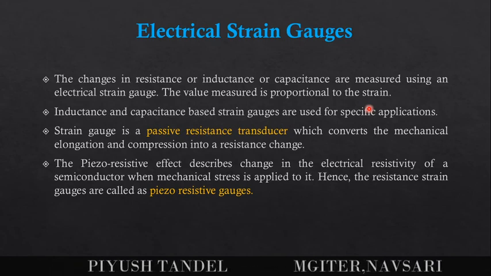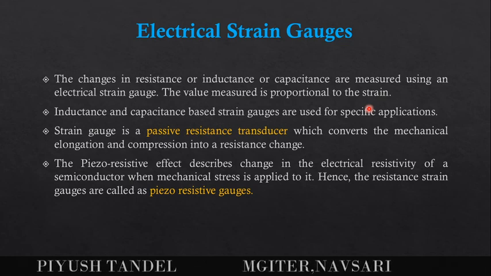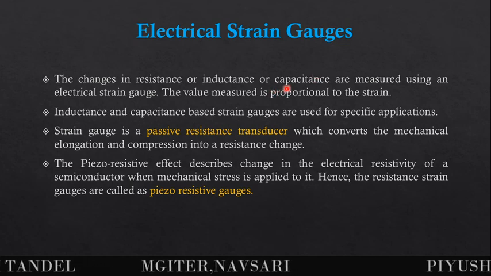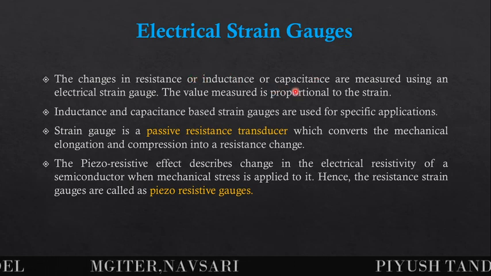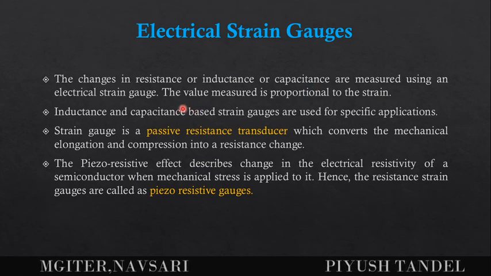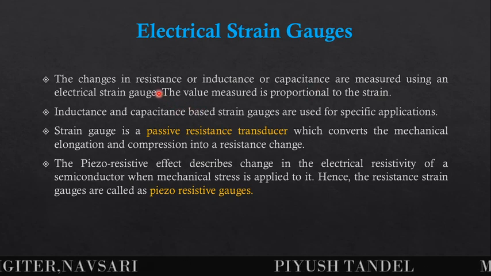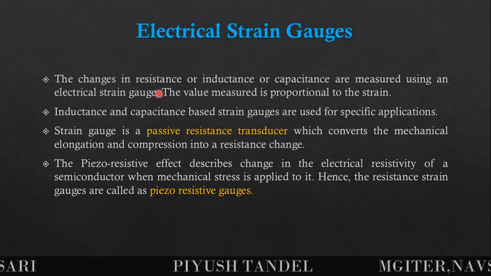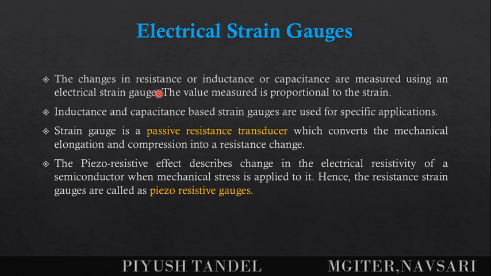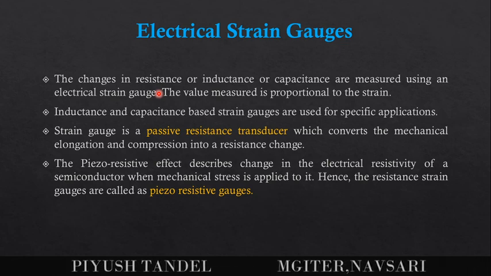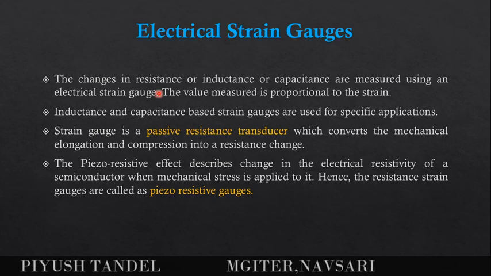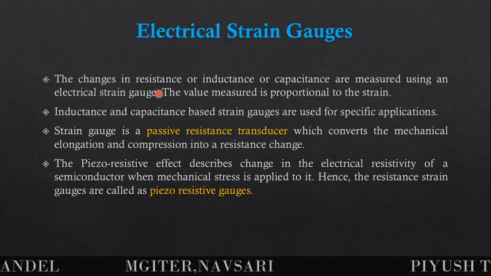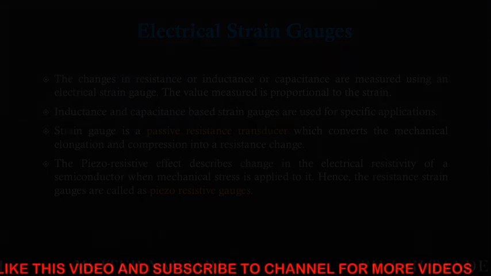Next one is very important for our electrical aspects, that is electrical gauges. We are going to study different types of electrical gauges in this chapter. Starting with the change in resistance, inductance or capacitance, whatever changes, is measured using the electrical strain gauge. So we are applying any kind of mechanical force, either compressive or tensile. Depending upon that force, the gauge's resistance, inductance and capacitance is going to change, and we measure it electrically. The value measured is proportional to the strain we apply.